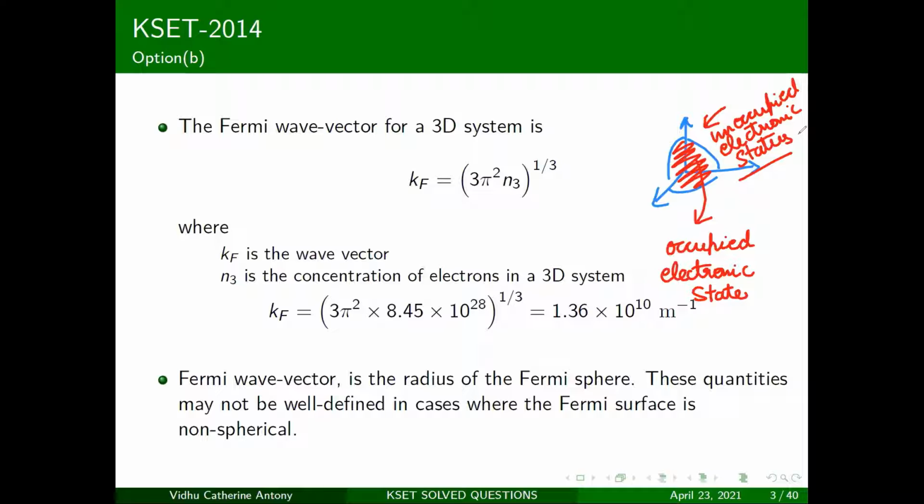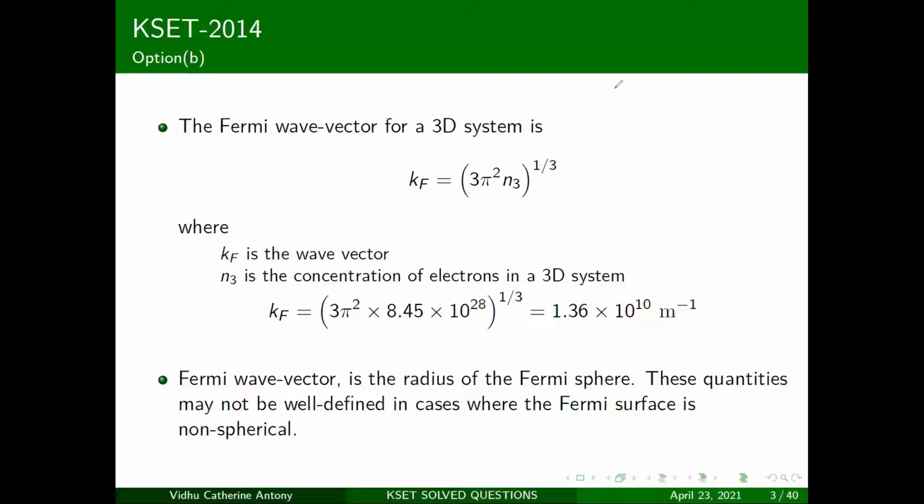It's basically like an abstract interface that defines the allowable energies of electrons in a solid. Now, can the Fermi sphere always be spherical? No, it's not necessary that the Fermi sphere is spherical, and I will talk about that a little more in the coming slides. So the Fermi wave vector is the radius of the Fermi sphere.